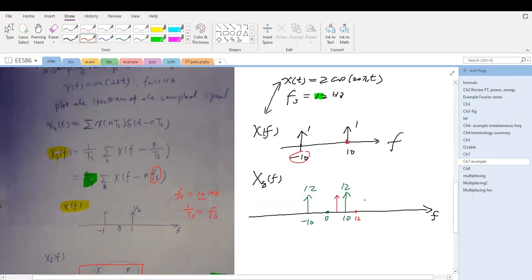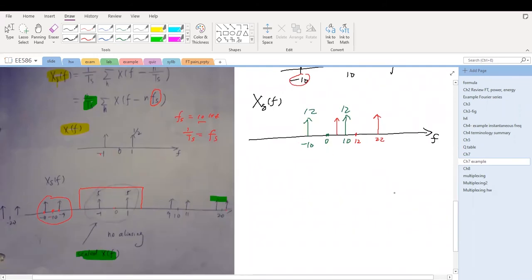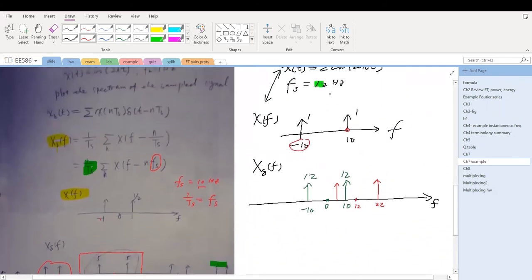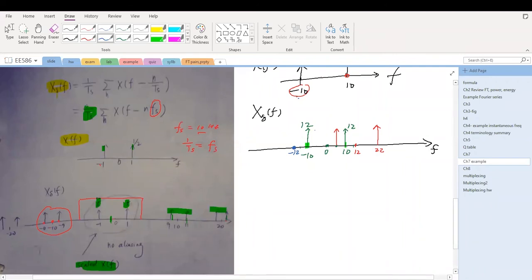And 10 becomes 22. So that's the copy at fs. There's another copy at minus fs, and this copy, because of the sampling rate, is 12. So this is sitting at minus 12. I'm using a different color. At frequency minus 12, minus 10, this point becomes minus 22. And this 10, this point becomes minus 2. This is minus 2. So now I don't have to draw more replicas.